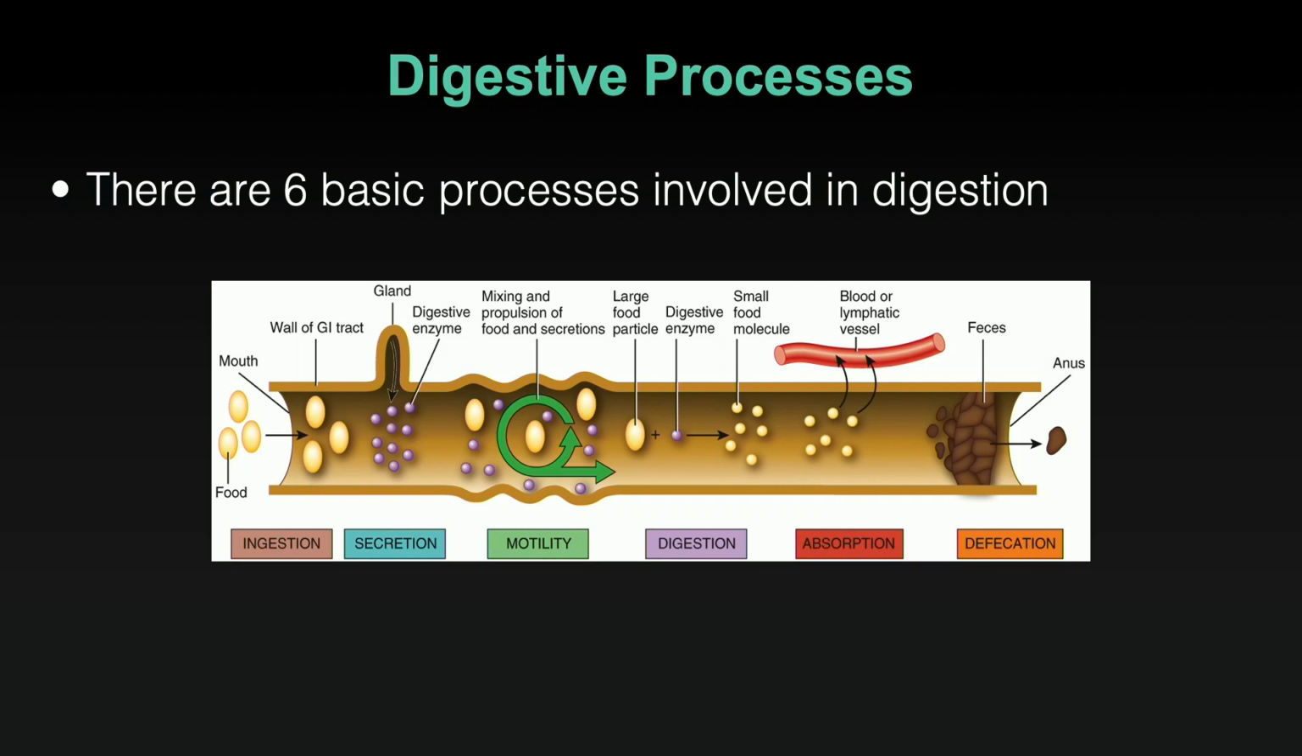Some things can't be used. Fiber is a great example. We don't have the enzyme that can break down fiber, and so it passes through. Some cells in the GI tract are sloughed off and removed. Some bacteria are removed. Anything that's not required is eliminated through defecation.